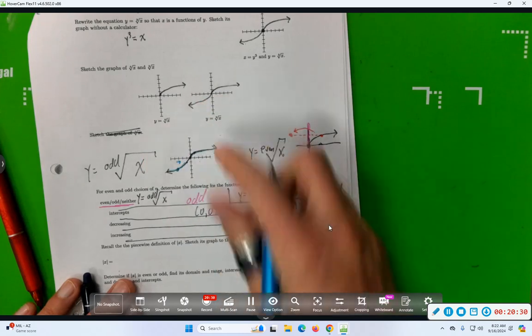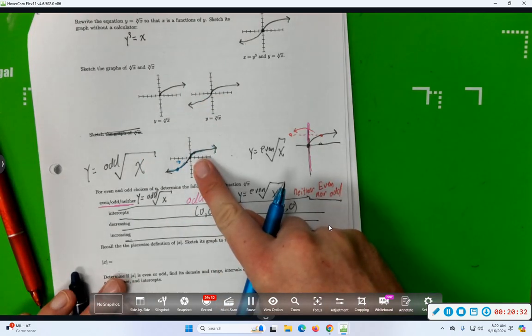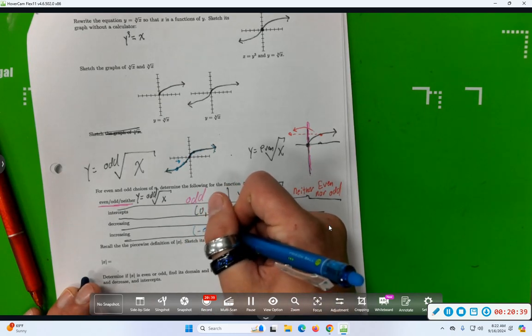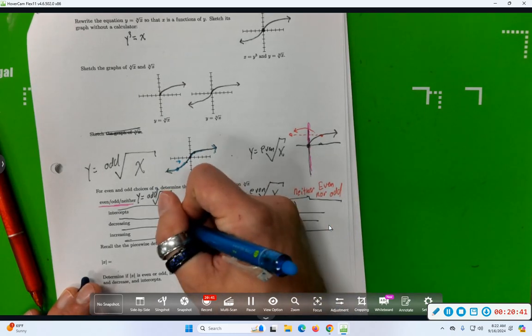In fact, is there anywhere where this function is not increasing? Oh, cool. Increasing everywhere. Decreasing nowhere.